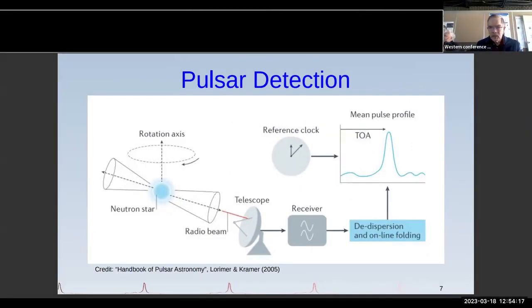We use a tool that the professionals use called PRESTO to do the dedispersion and folding. Then we can generate a profile that's shown in the upper right there, the averaged pulse profile. And for a reference clock, we're using GPS. So we're doing all these things, except we're not actually measuring or calculating the time of arrival of the pulse. That's what we're going to focus on today: what is the actual arrival time of that pulse.